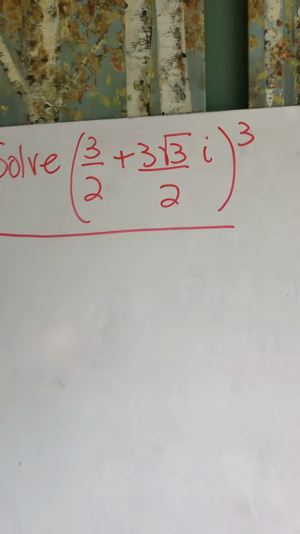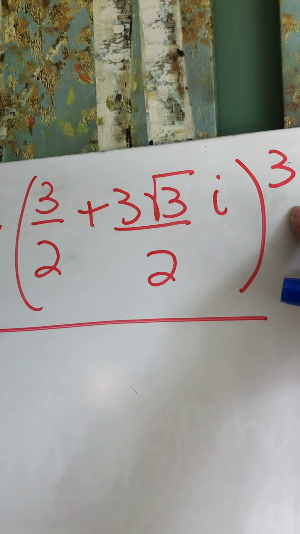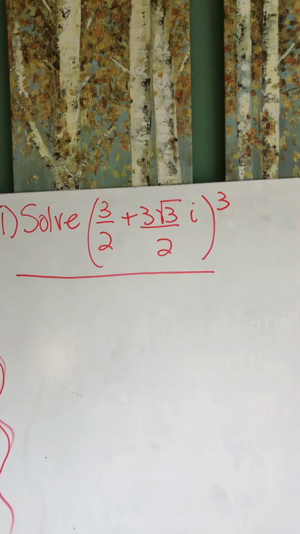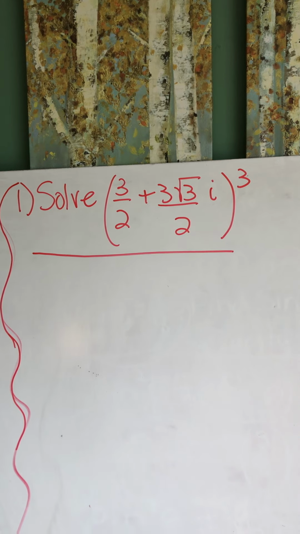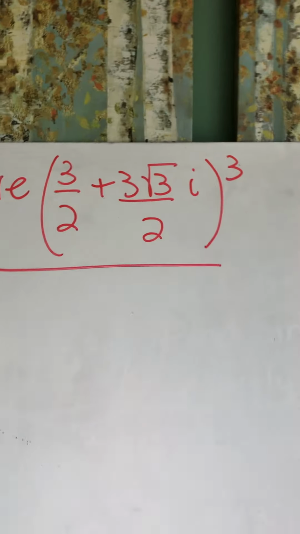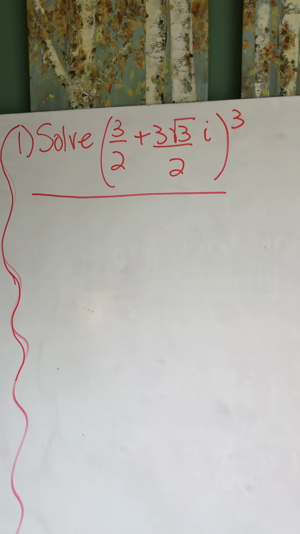And also, what about this cubed? What if it was to the 5th power? You don't want to do that, right? And so what we're going to do is, if we turn complex numbers in rectangular form, a plus bi, into polar form, sure, it takes a little bit of work, but it actually makes our problem easier.